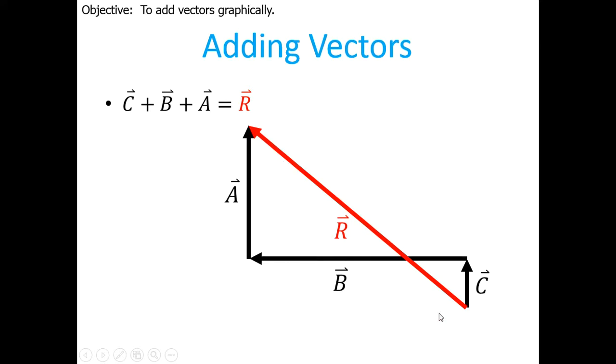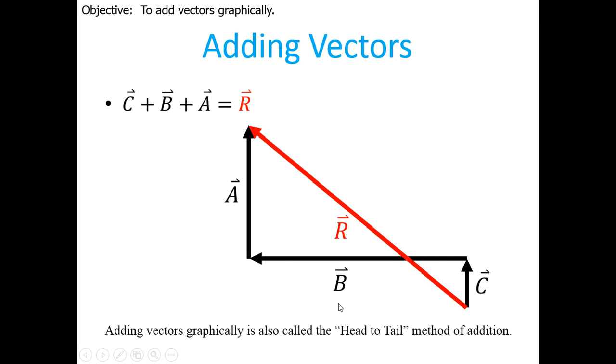And how we're going to add these vectors together is, notice that every vector has a head and a tail. A head is where the arrow is pointing, the tail is the end of it. To add vectors, I simply draw my first vector. I place the tail of the second vector at the head of the first one here. And then I place the tail of the next vector at the head of the other one. This is called the head-to-tail method of vector addition.